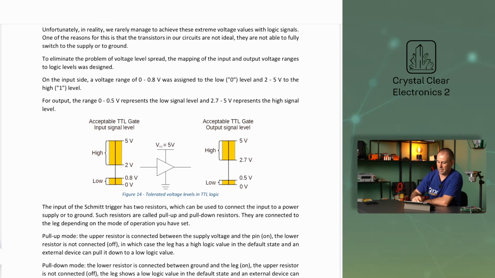On the input side, a voltage range from 0 to 0.8 volts was assigned to the low, 0 level, and from 2 to 5 volts to the high, 1 level. For output, the range from 0 to 0.5 volt represents the low signal level, and from 2.7 to 5 volts represents the high signal level. These values are given for TTL circuits, where TTL stands for transistor-transistor logic.